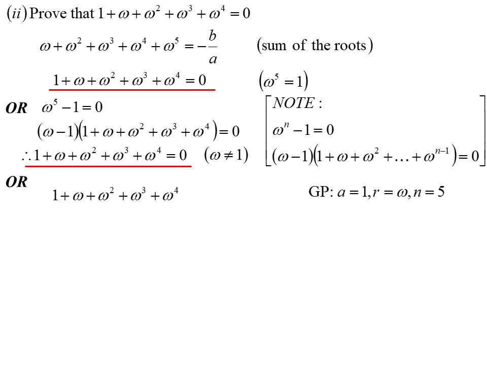It's a geometric progression. I could say, well, the first term's 1. The ratio is omega, the number of terms is 5. Plug it into our formula. Well, hang on, r to the power of n becomes omega to the power of 5 minus 1. Well, that's what we said was equal to 0.